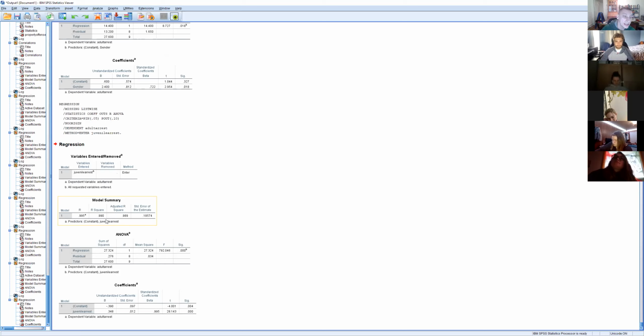And so that is the R square statistic. That is the one you look at when we have just one predictor. When we have multiple predictors, we're going to look at the adjusted R square. But when you just have one predictor, you look at R square for how much the variation is explained in an outcome.